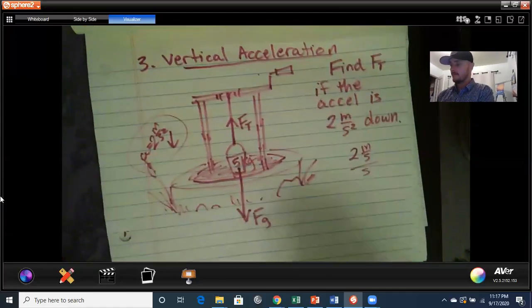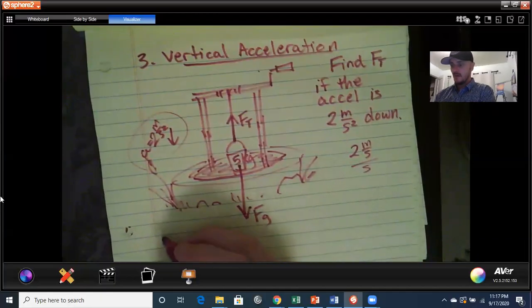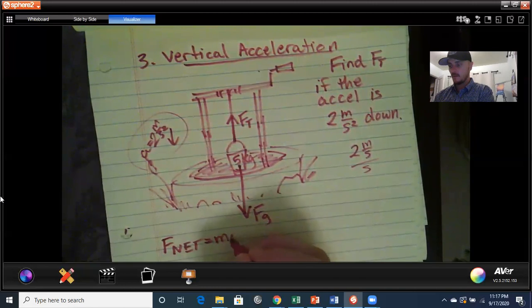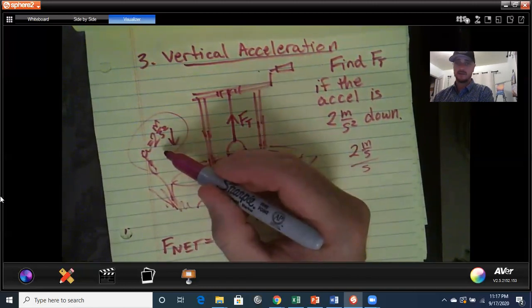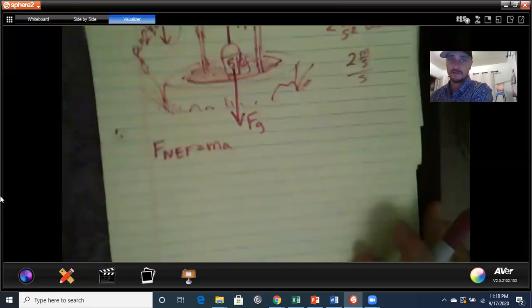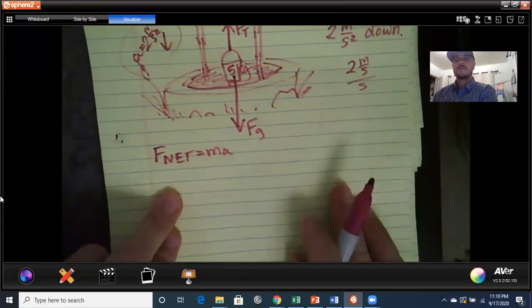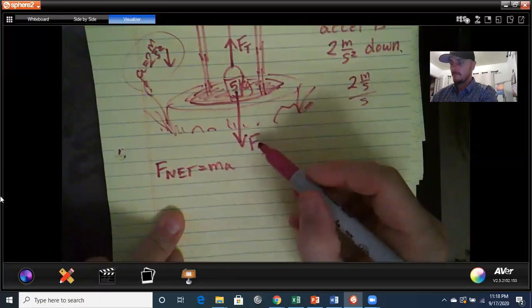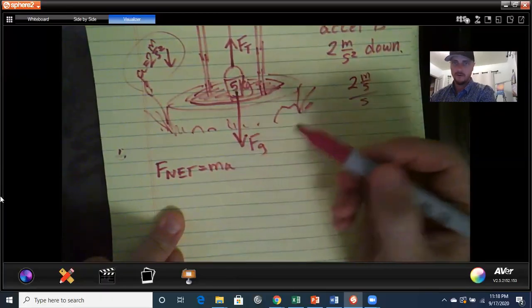Let's do the problem. F net equals ma, because my forces are not balanced. How do I know they're not balanced? Because I got an acceleration going down. If you got an acceleration, your forces ain't balanced. Who's the bigger force? Well, it's FG. You know that because I made it longer.